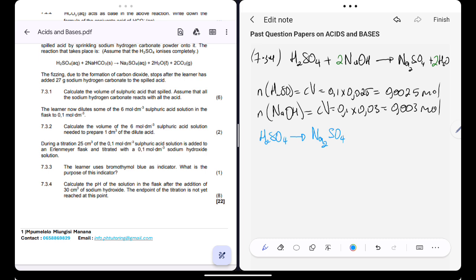So what I'll do here is, let me use a different color. I know that one H2SO4 will produce one sodium sulfate. But now I do not have 1 mole of H2SO4. I have 0.0025 moles, and I want to know how much I will form. I'll just cross multiply here. So X will be equal to 0.0025. Remember that X will represent the number of sodium sulfate that will be formed if I completely use up my acid.